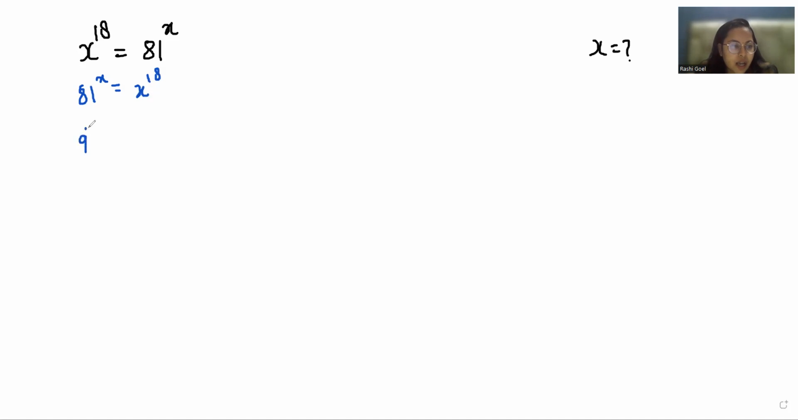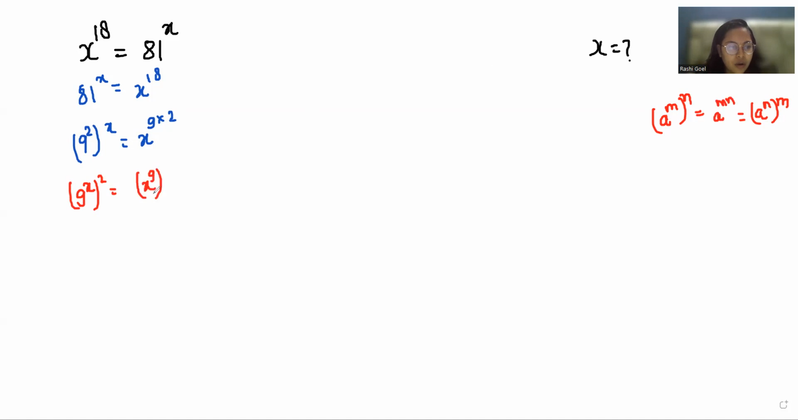81 I can write as 9 square, whole power x, is equal to x power 18, I can write as 9 times 2. So according to the exponent rule, (a power m) power n is equal to a power mn, or (a power n) power m. So we can write this as (9 power x) power 2 is equal to (x power 9) whole power 2.